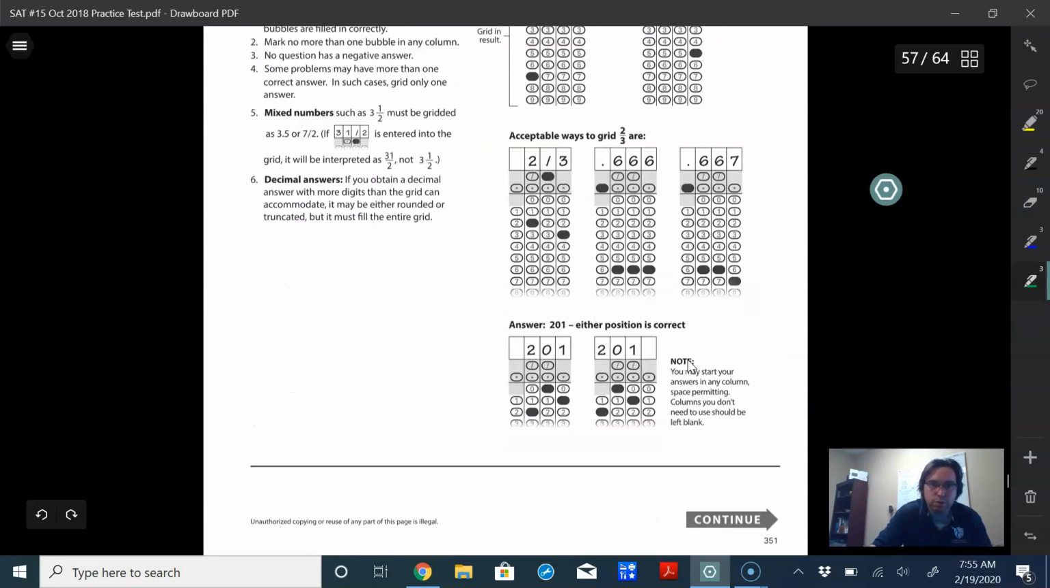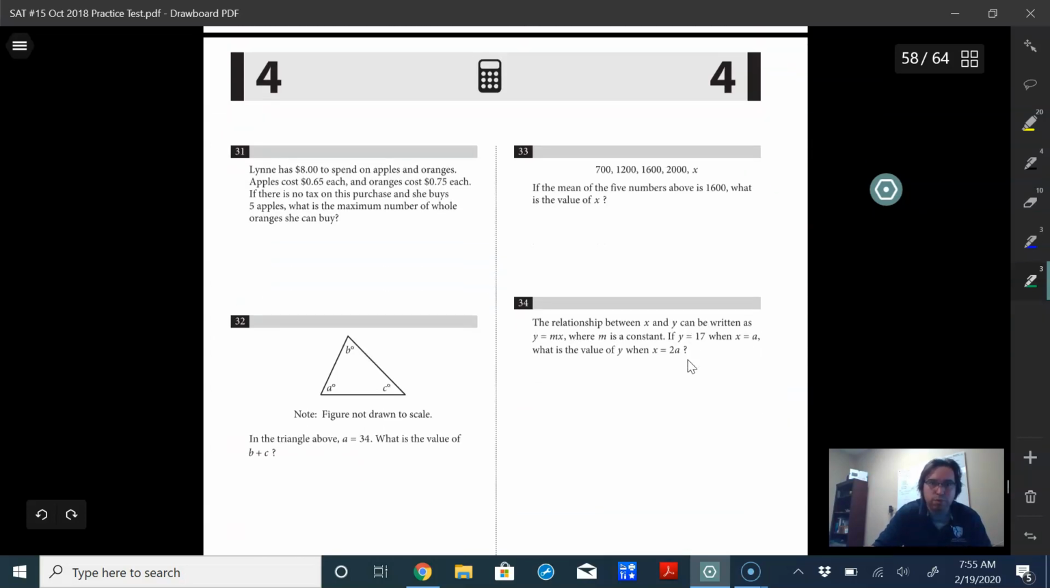All right, let's move on to number 31. Number 31 says that Lynn has $8 to spend on apples and oranges. Apples cost 65 cents each and oranges cost 75 cents each. There is no tax on this purchase and she buys 5 apples. What is the maximum number of whole oranges that she can buy?